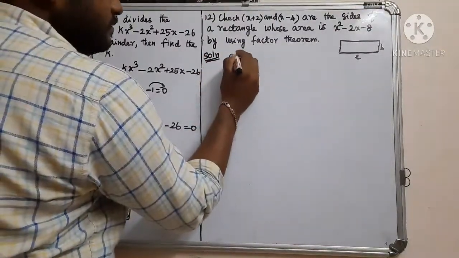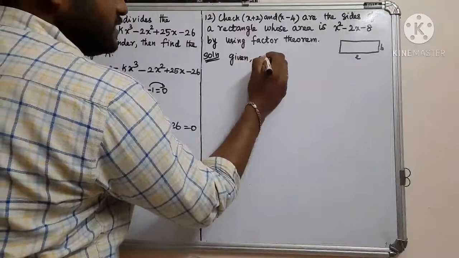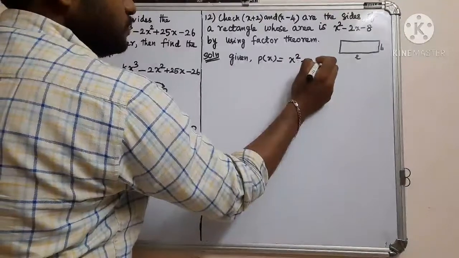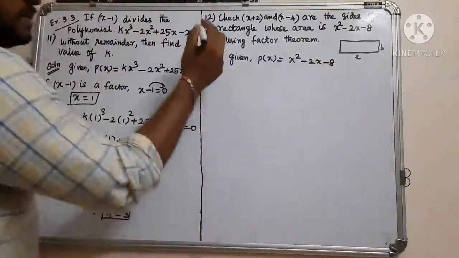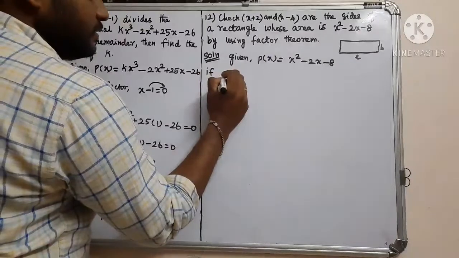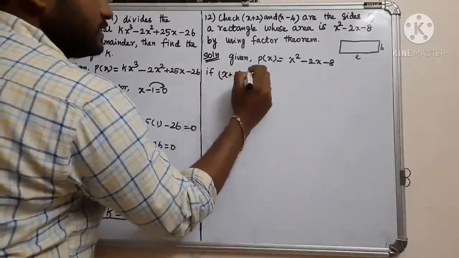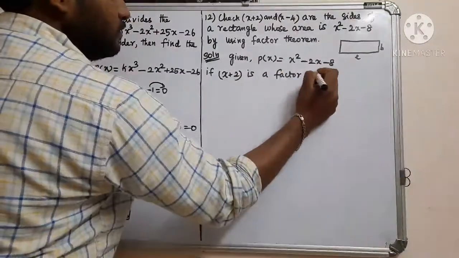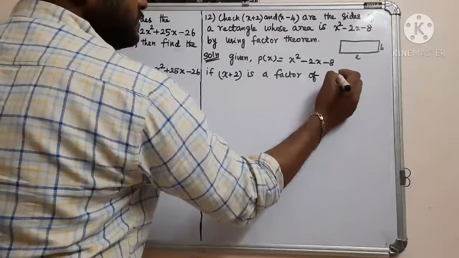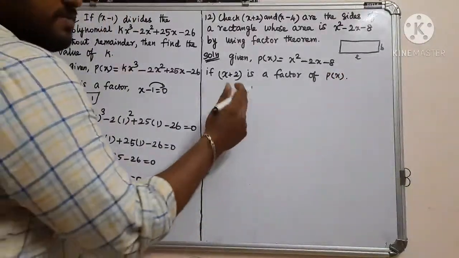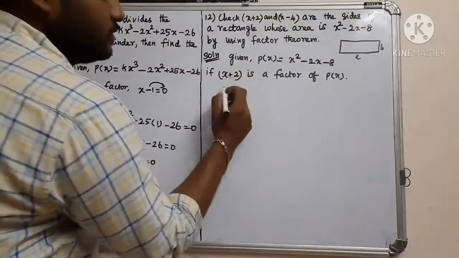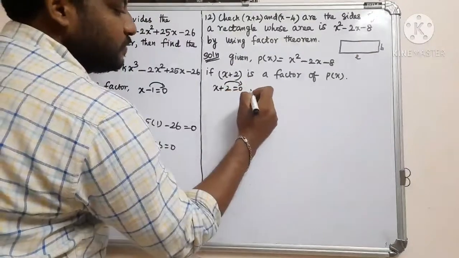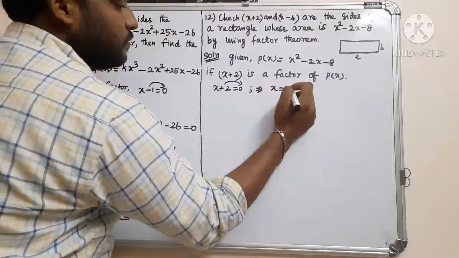So the given polynomial is taken as p of x, that is only the area of the rectangle, x square minus 2x minus 8. So if x plus 2 is a factor of p of x, if it is a factor, the remainder must be equal to 0. So x plus 2 is equal to 0. So plus 2 will change into minus 2. So x is equal to minus 2.